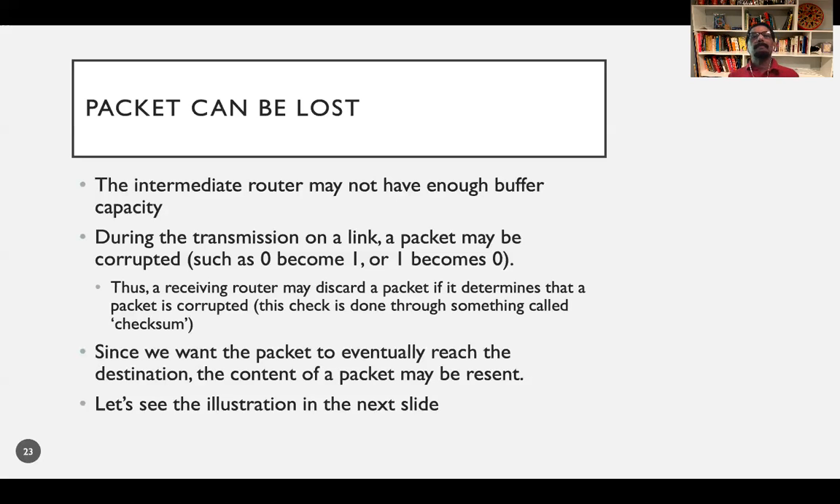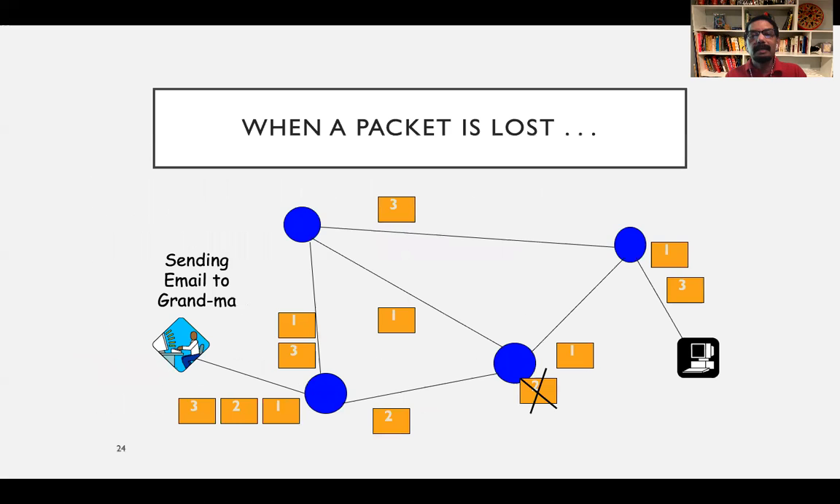Since we want the packet to eventually get to the destination, maybe your packet number 2 took a different route. The question is how long to wait, and then you have to decide what to do with it. Somebody has to tell the sender, hey, I didn't get packet number 2, and the sender has to know that it needs to retransmit the content of that packet. So let me illustrate again with this picture. Let's see if it is going to work.